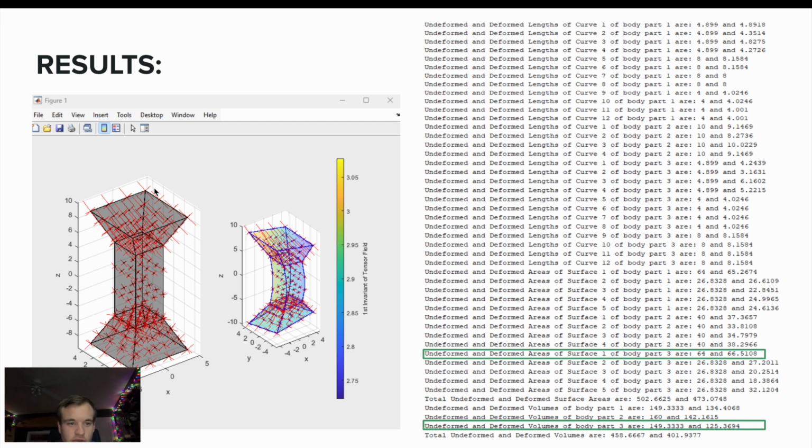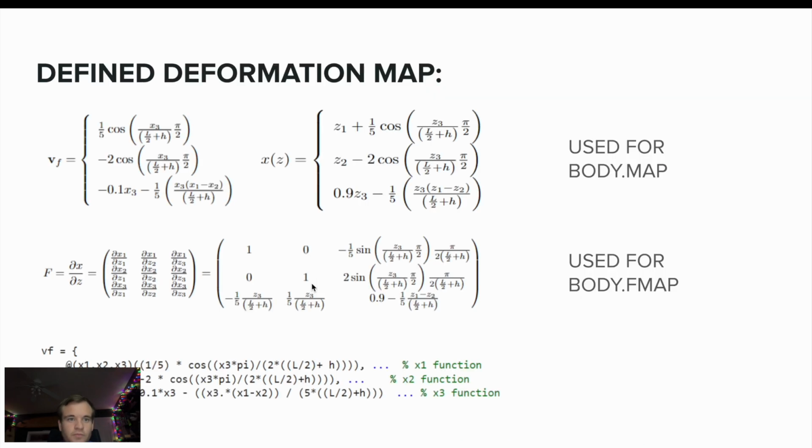We're dealing with this top frustum. We deal with this area at the top deforming to be this area seen here, and we deal with the volume of that top frustum and how it changes as well. First, we look at our deformation map.